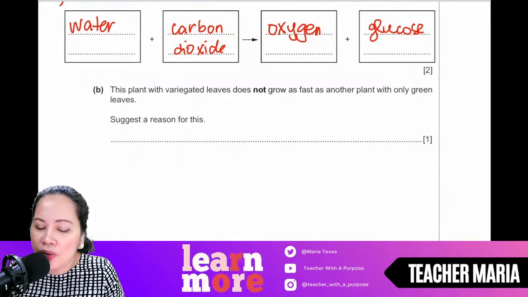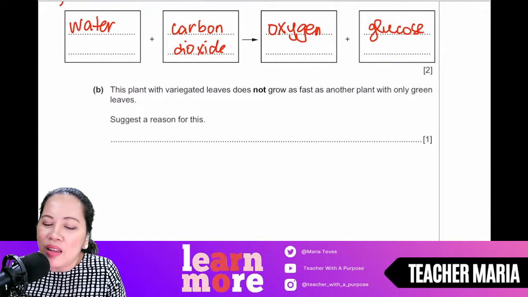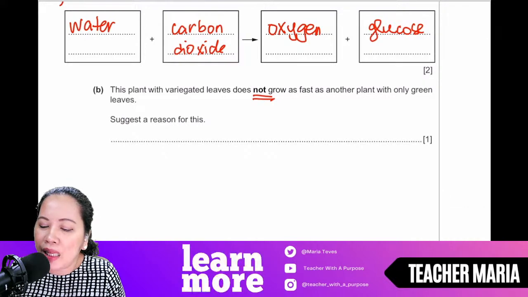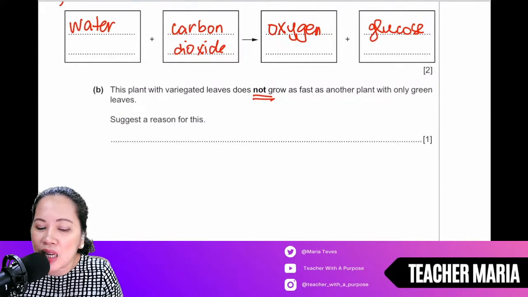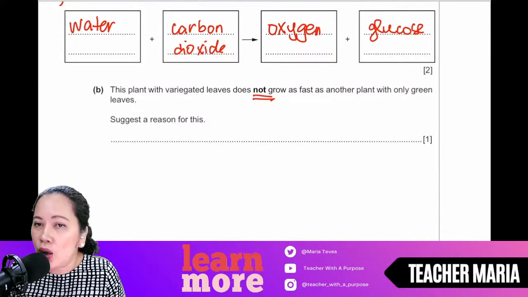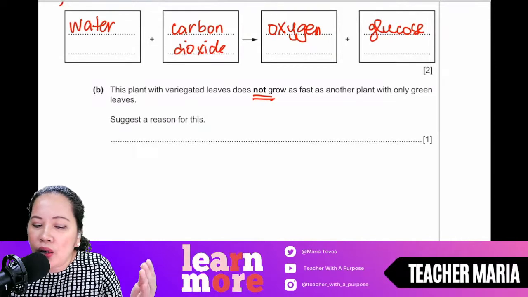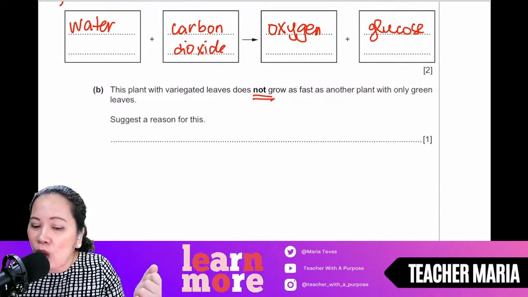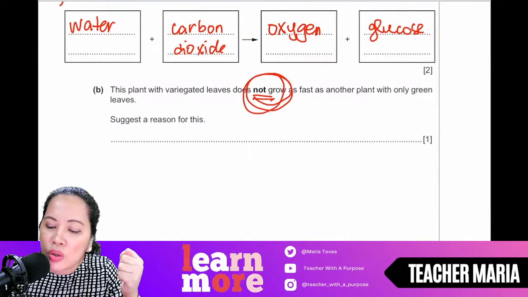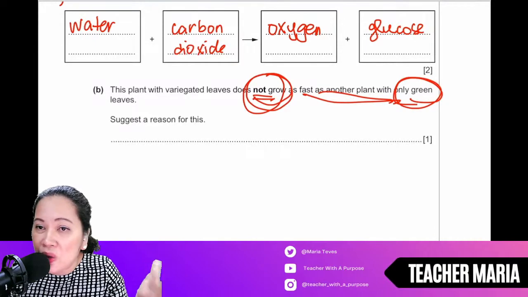This plant with variegated leaves does not grow as fast as another plant with only green leaves. Suggest a reason for this. Now, leaves contain chlorophyll. Okay? So the white part of your, because it says right that it has a white part. So this plant with variegated leaves does not grow as fast as another plant where all are green.